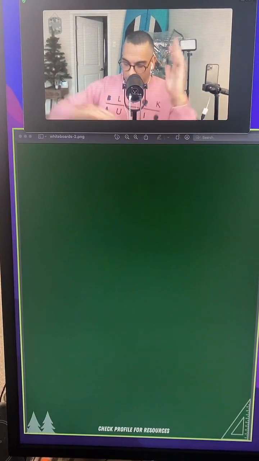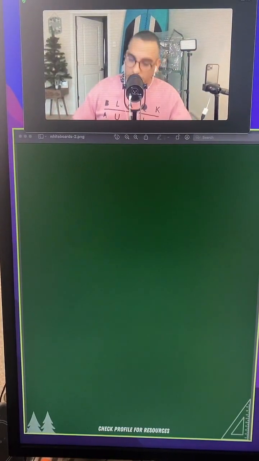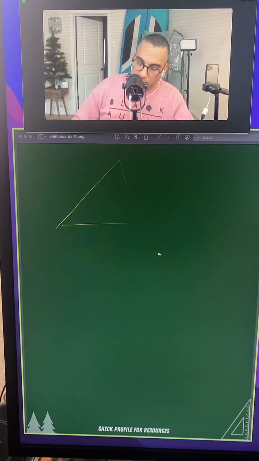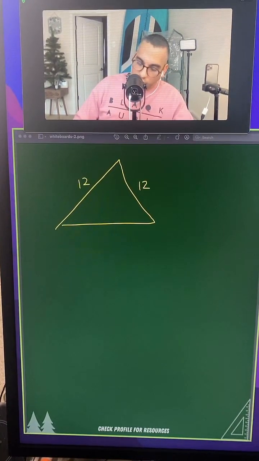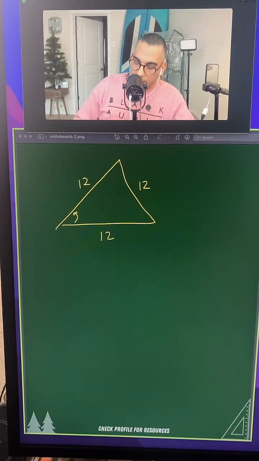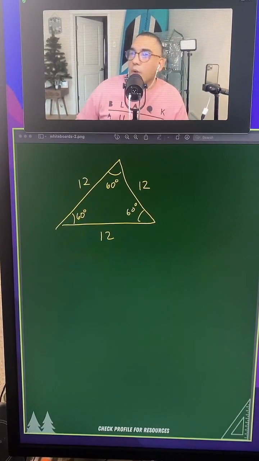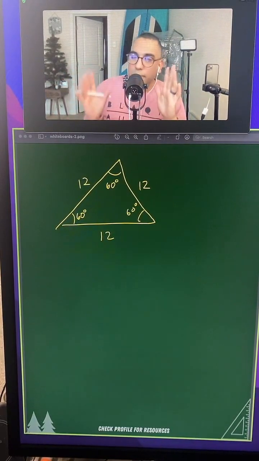All right, so the very first thing that I want to start talking about is what happens when I have an equilateral triangle. I know it looks a little messy. And I have 12, 12, and 12. Now, because this is equilateral, all the degrees are going to be 60. Let's make this a little nicer. Hopefully everyone can see that. All right, so what happens when I have a triangle that looks like this?